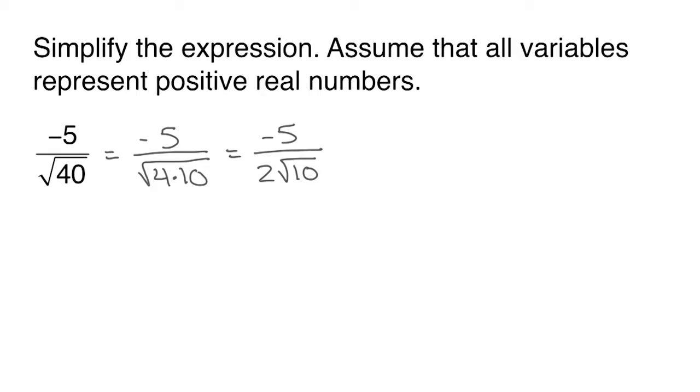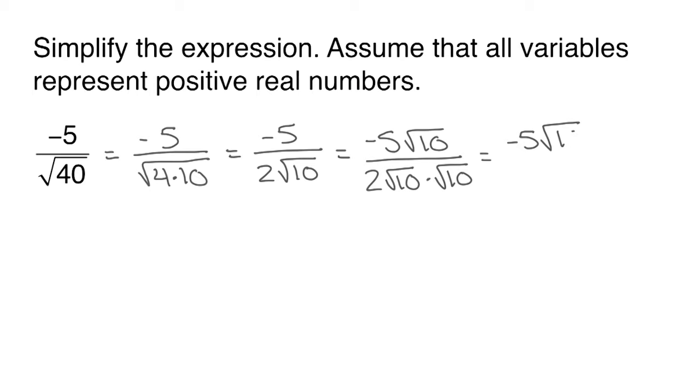To rationalize the denominator, we'll multiply both the numerator and denominator by the square root of 10. So we have -5 times the square root of 10 divided by 2 times the square root of 10 times the square root of 10, which is equal to -5 times the square root of 10 divided by 2 times 10.